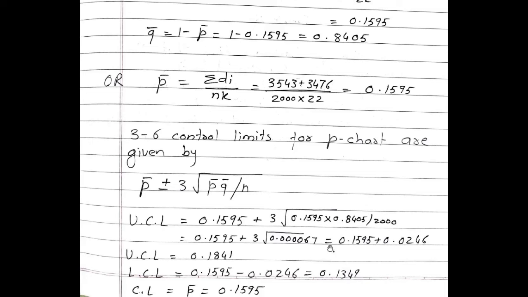So the upper control limit, we can write this as 0.1595 plus 3 into square root of 0.000067, which is equal to 0.1595 plus 0.0246. So upper control limit is 0.1841. Lower control limit, we can calculate this as 0.1595 minus 0.0246. So lower control limit is 0.1349 and central line is nothing but p bar, which is equal to 0.1595.